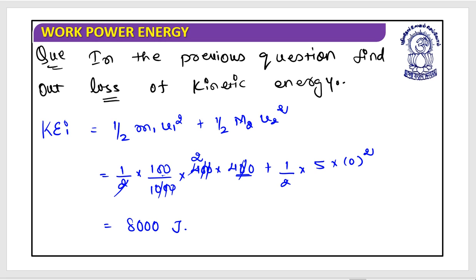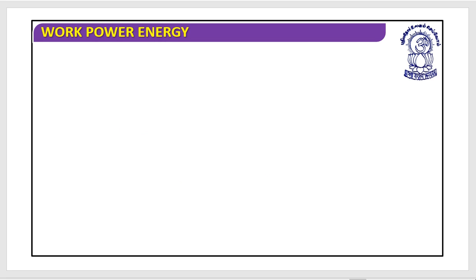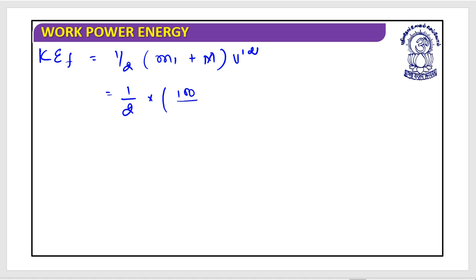Now let's find out what was the final kinetic energy of the system. The final kinetic energy would be equal to half into m1 plus m into v dash square. So it would be half into the first block, 100 divided by 1000, plus m, which is 5, into v dash. Let's take an approximate value of 8. This would be half into 5.1 multiplied by 64.